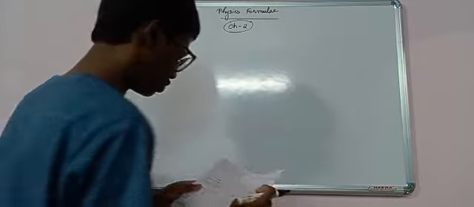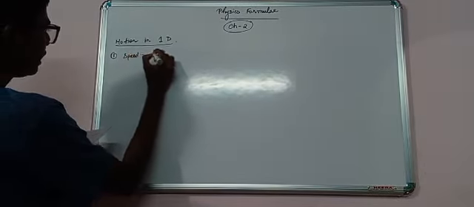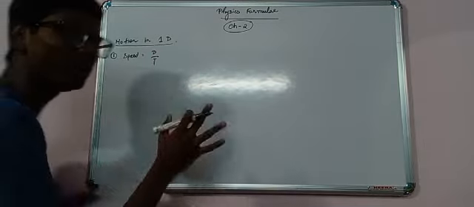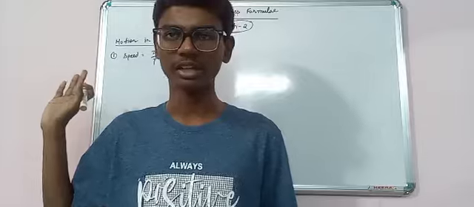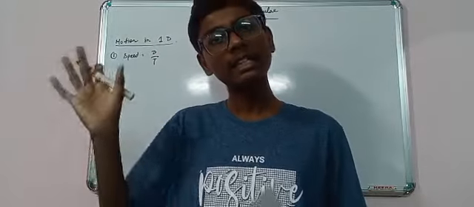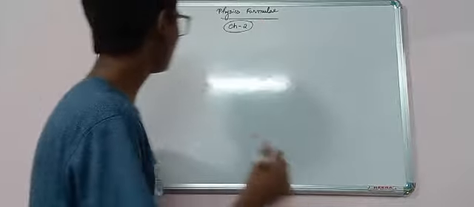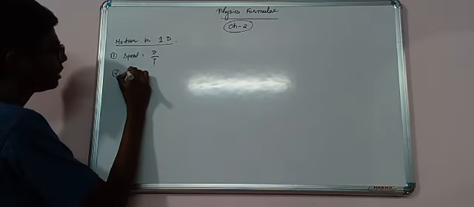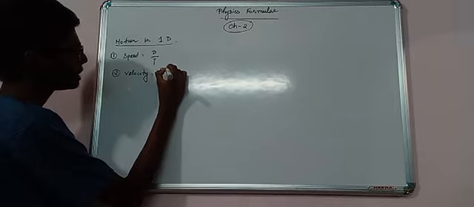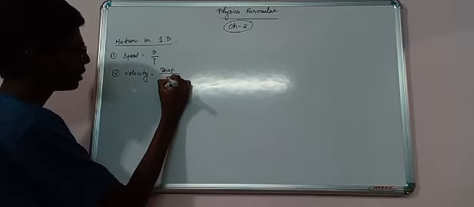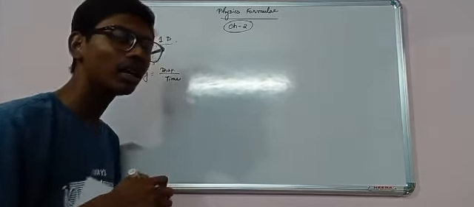First one, let's go through it. First one is speed equals distance by time. We all know it. From class 6 we are doing it. The distance traveled per unit time is speed. Keeping this in mind, we have another formula, that is velocity. Velocity equals displacement by time.